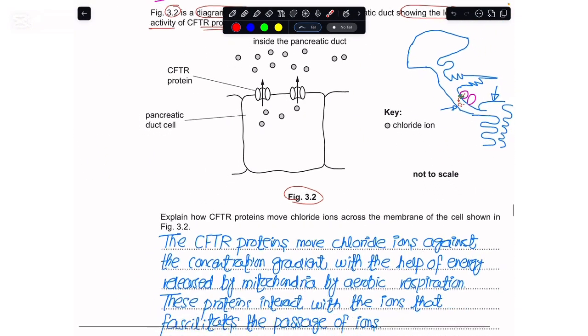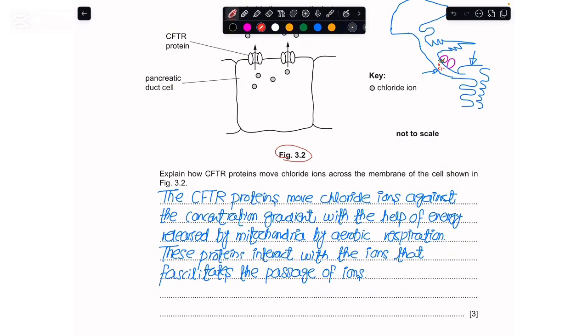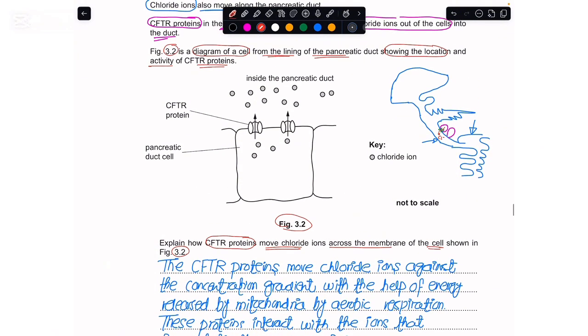So they say, for a total of 3 marks, we have to explain how the CFTR proteins move the chloride ions across the membrane of the cells shown in 3.2. If I simply look at the outside of these pancreatic cells, the concentration of chloride ions is higher, and on the inside the concentration of chloride ions is lower, and these ions are also moving with the help of the carrier protein. So all of these are hints that we need to be talking in the context of active transport.